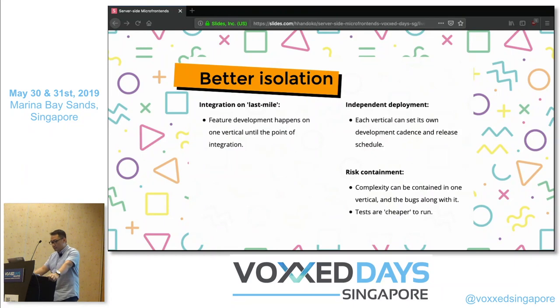And the other benefit as well is risk containment. In our experience, it's easier to contain the complexity of a particular feature and also to debug it, because in that particular vertical, you have everything working end to end. So it's quite easy and quite fast to debug, along with the tests as well.